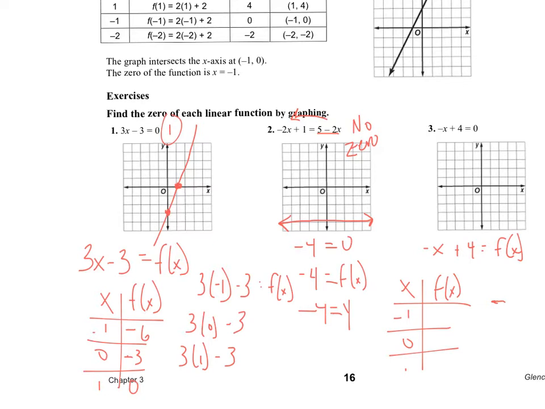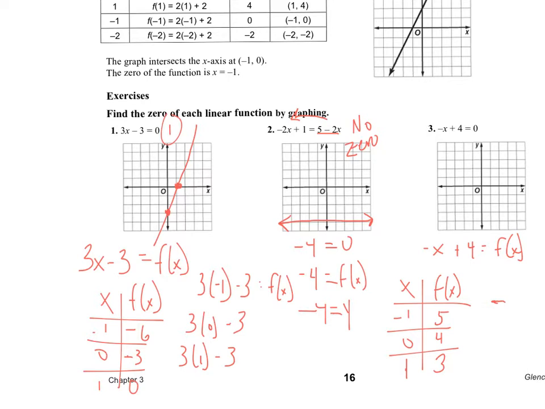This is negative 1, and you can think of this as a negative 1x. So negative 1 times x, or negative 1, is really a positive 1. Plus 4 gives you 5. 0 plus 4 is just 4. And negative 1 plus 4 is 3.